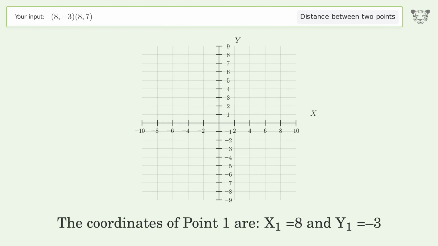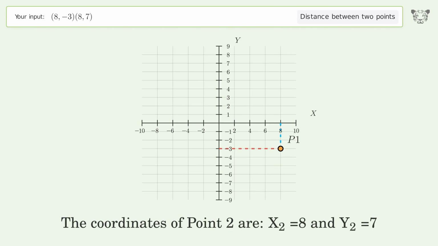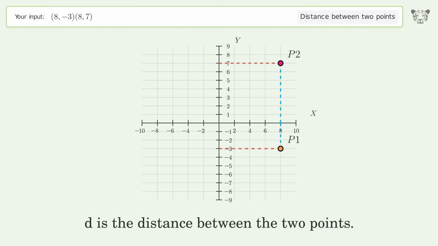The coordinates of point 1 are x1 equals 8 and y1 equals -3. The coordinates of point 2 are x2 equals 8 and y2 equals 7. D is the distance between the 2 points.